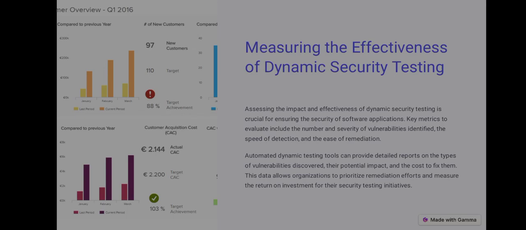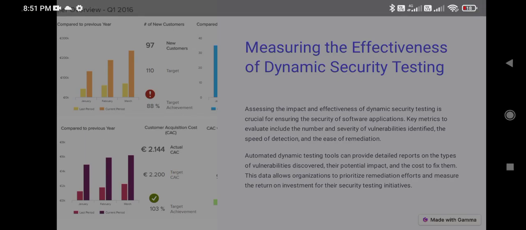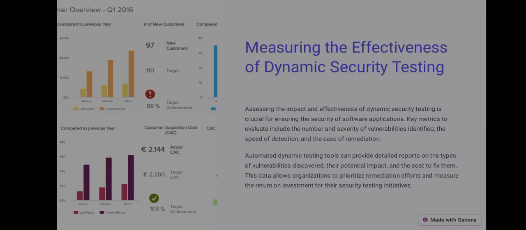Measuring the effectiveness of dynamic security testing. Assessing the impact and effectiveness of dynamic security testing is crucial for ensuring the security of software applications. Key metrics to evaluate include the number of security vulnerabilities identified, the speed of detection, and ease of remediation. Automated dynamic testing tools can provide detailed reports on types of vulnerabilities discovered.